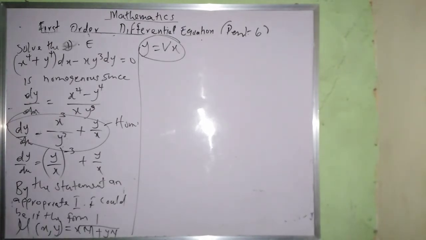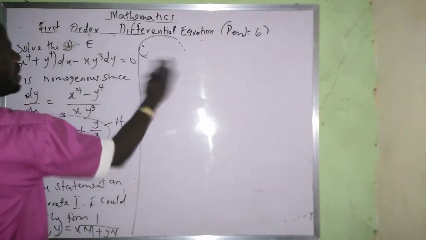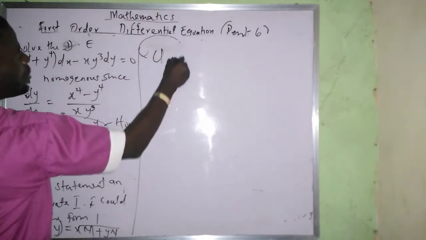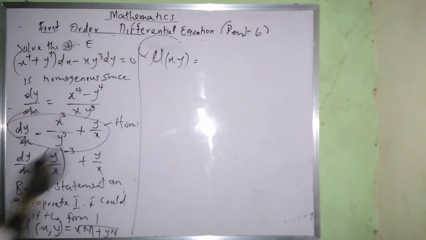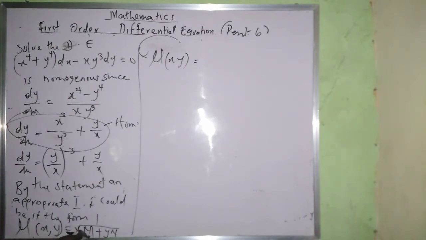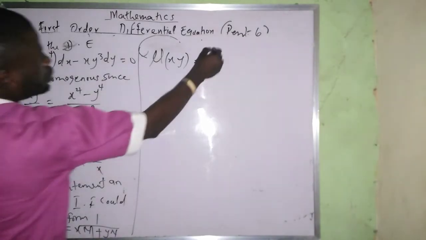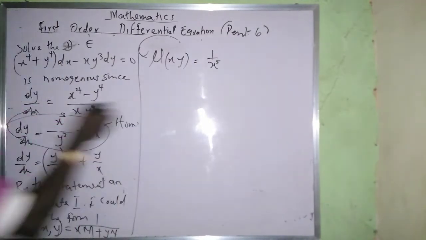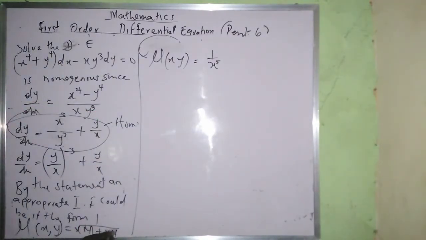Now, since I have this, how do I get it? It means my integrating factor, mu of x and y, will be equal to 1 over xM plus yN. When you do this together with M and N, you will arrive at 1 all over x to the power 5.